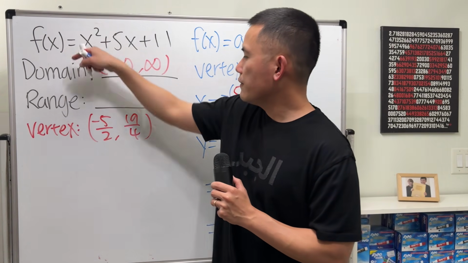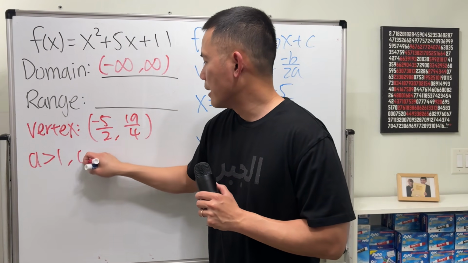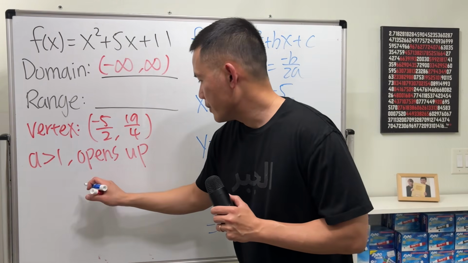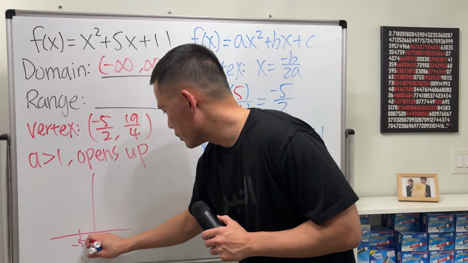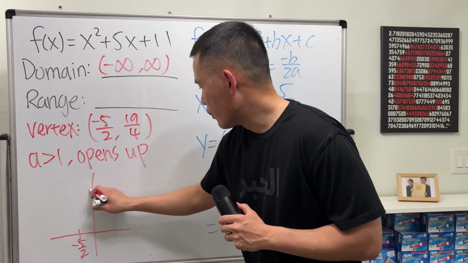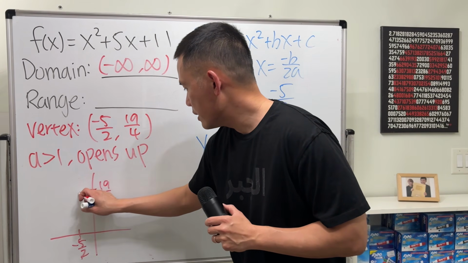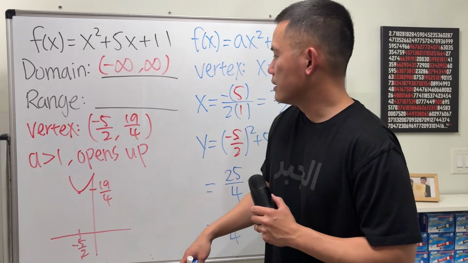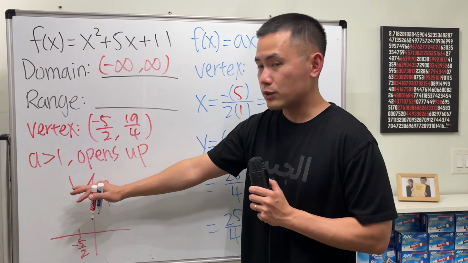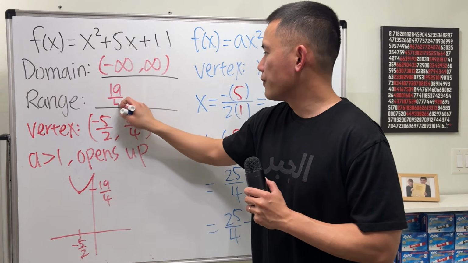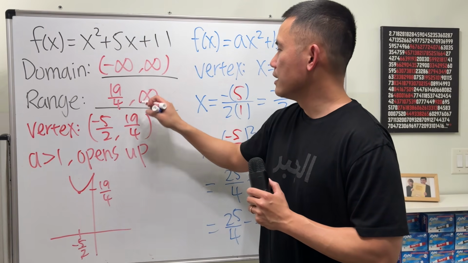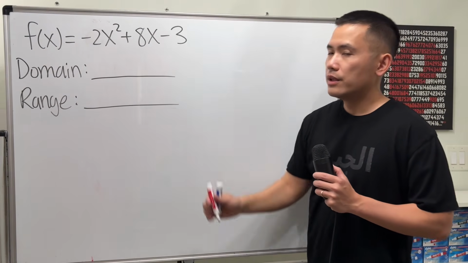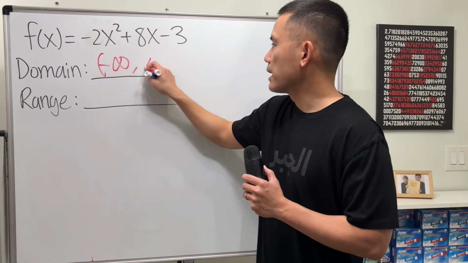And then because our A value is 1, which is positive, that means our parabola opens up. So if you make a quick sketch right here, let's say our negative 5 over 2 is right here, and 19 over 4, let's say, is right here. So here is our vertex, and the parabola will go up like this. And that means our range, we have the smallest y value here, 19 over 4, and we go all the way to infinity, including the 19 over 4, but never including infinity. Yep. So again, domain, negative infinity to positive infinity.